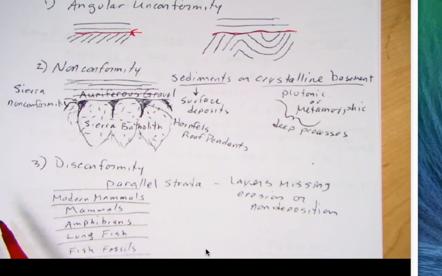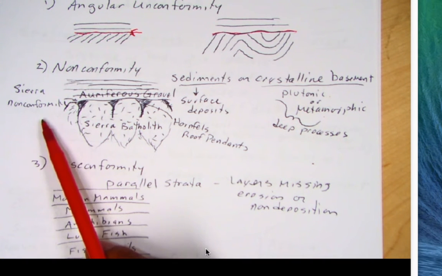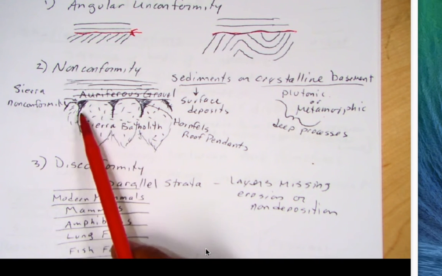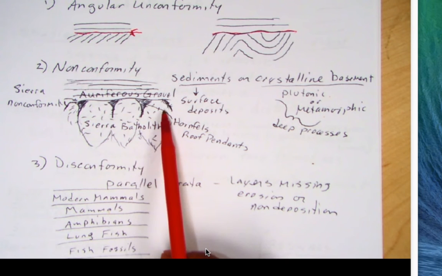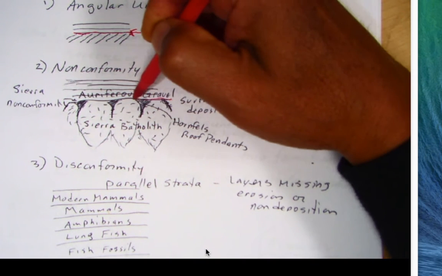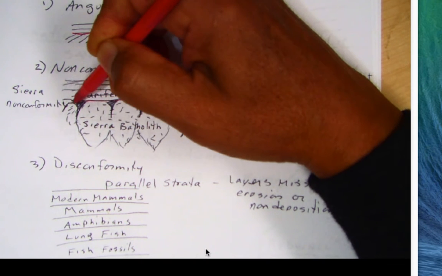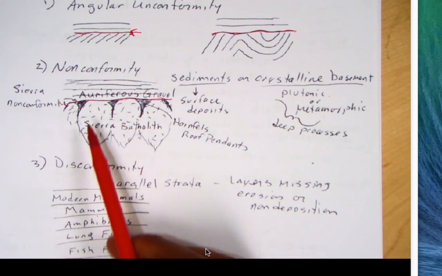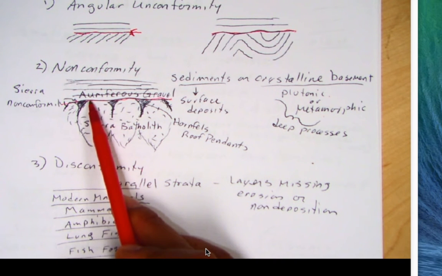A really good example of one is the Sierra nonconformity, where we have the Sierra batholith right here, the plutons. We have the hornfels metamorphic rocks there as well. And then we'll have the nonconformity right here, right? So that nonconformity sits right there. And it's also famous because we have a lot of these gravels. And auriferous, well, that AU is the chemical symbol for gold.